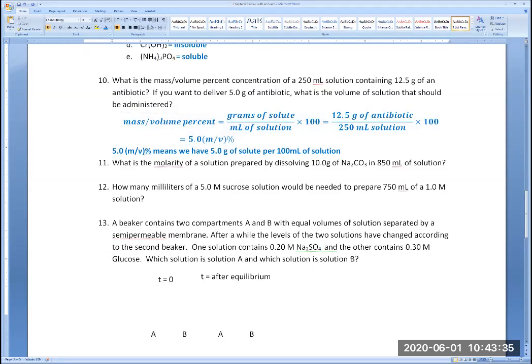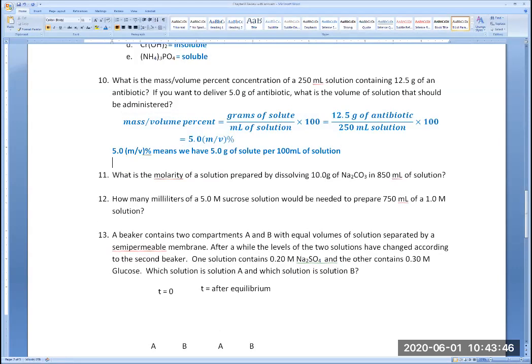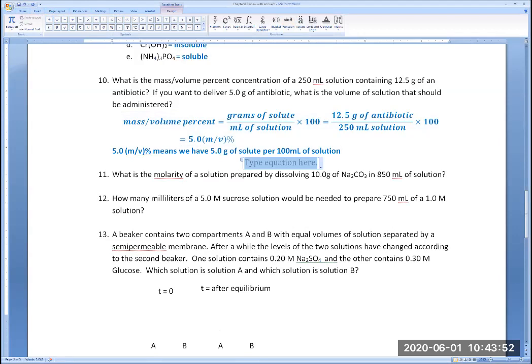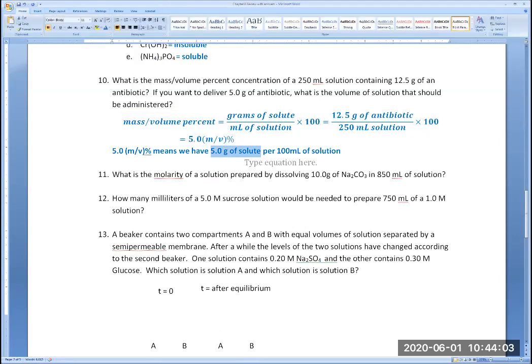So then, if you want to deliver 5 grams of antibiotic, what is the volume of solution that should be administered? Well, this answers the question, right? But actually, I should have looked at this before. There's no point of doing a calculation, but you would want to use this as a conversion factor that has the 5 grams of solute equals 100 milliliters of solution. And let me change that because I really want to show you how.